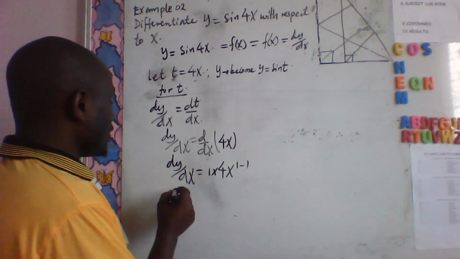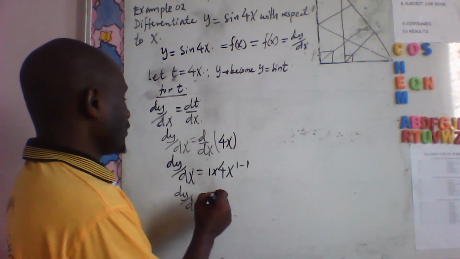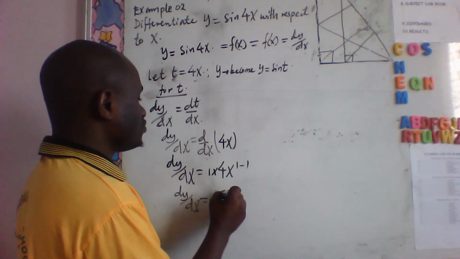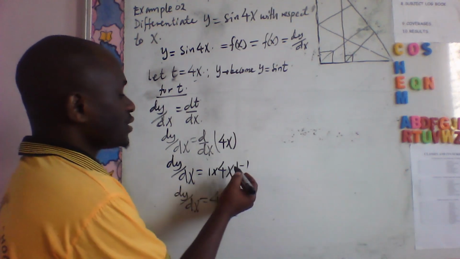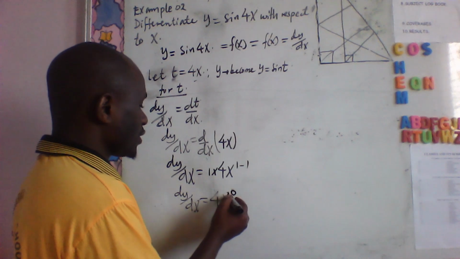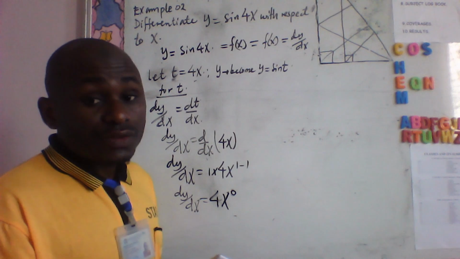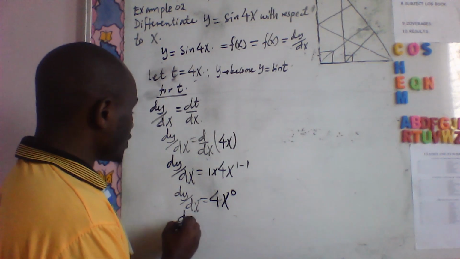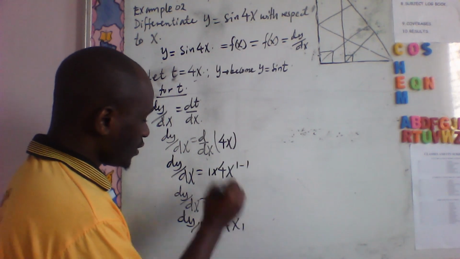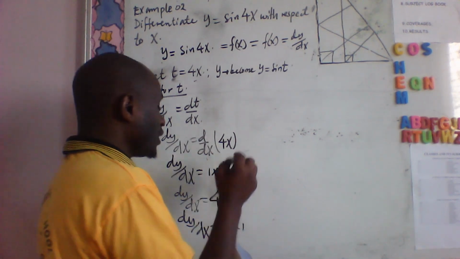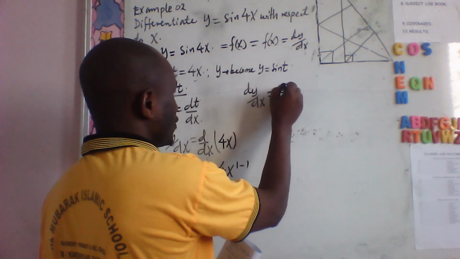So when proceeding here, dy over dx is equal to 4x to the power 0. Why does it become power 0? It becomes power 0 after taking 1 minus 1 equal to 0. So it becomes 4x to the power 0. But remember that any number to the power 0 is equal to 1. So dy over dx is equal to 4 times 1, so dy over dx here is equal to 4.